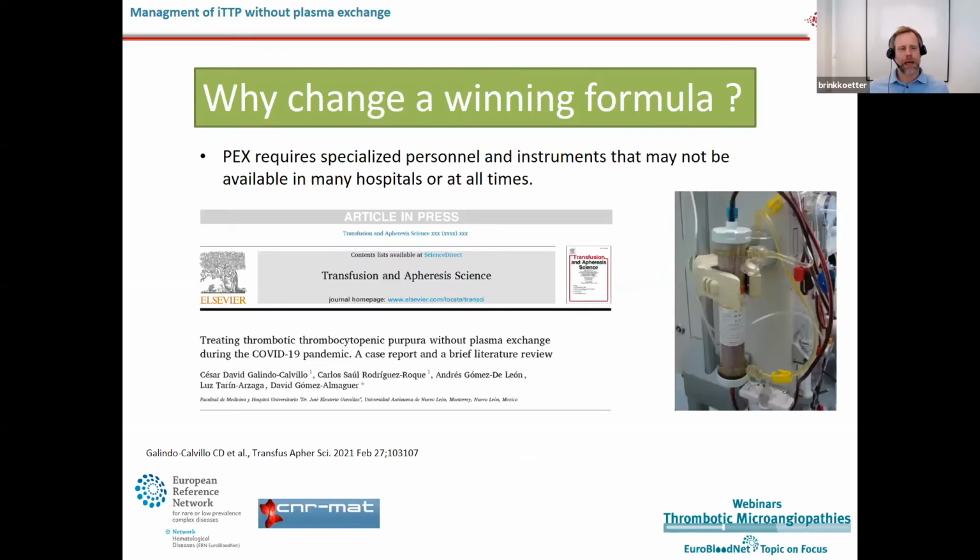And last, any plasma separation procedure requires very specialized and trained personnel and instruments that may not be available in many hospitals or at all times. And this is not only a problem in rural areas or less developed countries, as we have just learned in the ongoing COVID-19 pandemic, when simply the resources are limited. So I was personally involved in one case in a rural area in Germany where it was impossible to deliver the PEX in time. So the patient was treated without plasma separation successfully.